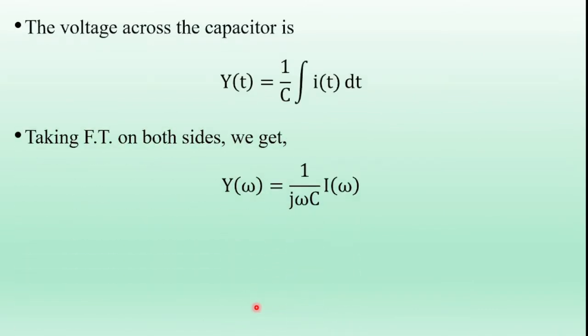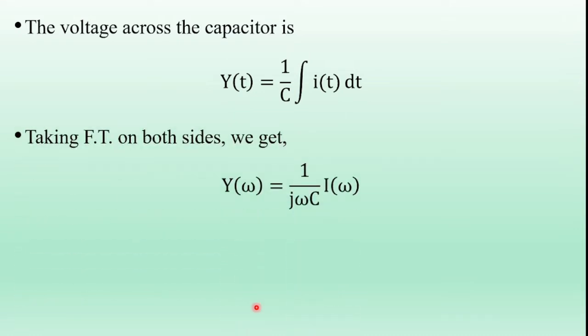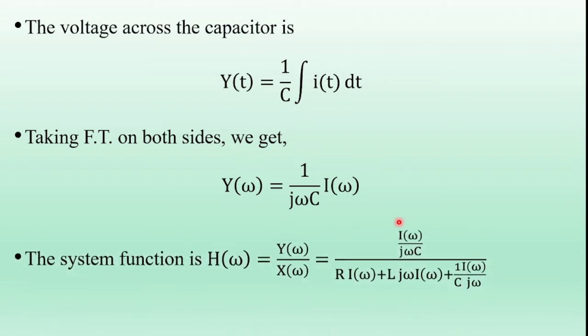The voltage across the capacitor in the series RLC circuit is y of t equal to 1 by C integral i of t dt. Taking Fourier transform on both sides, Fourier transform of y of t is Y of omega, 1 by C is constant, and Fourier transform of integral i of t dt is 1 by j omega into I of omega. So the system function or transfer function H of omega is equal to output by input, that is Y of omega by X of omega.